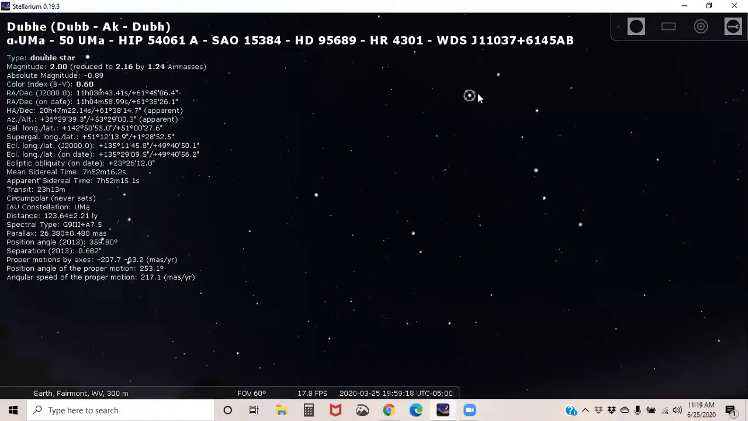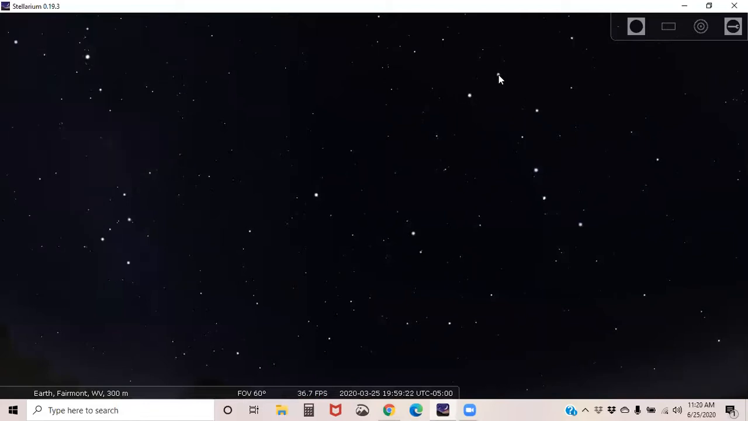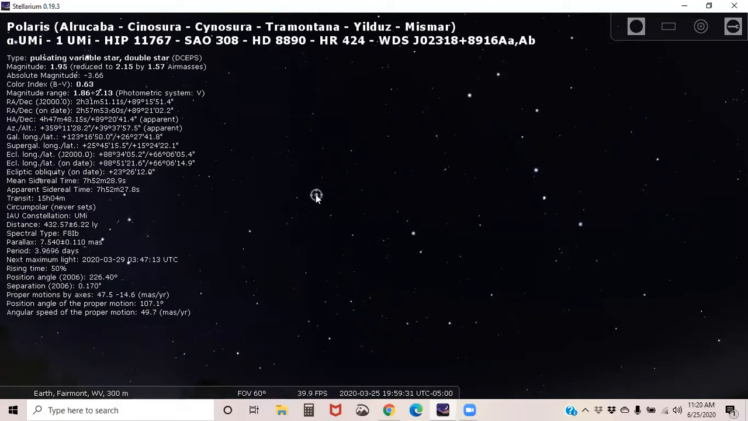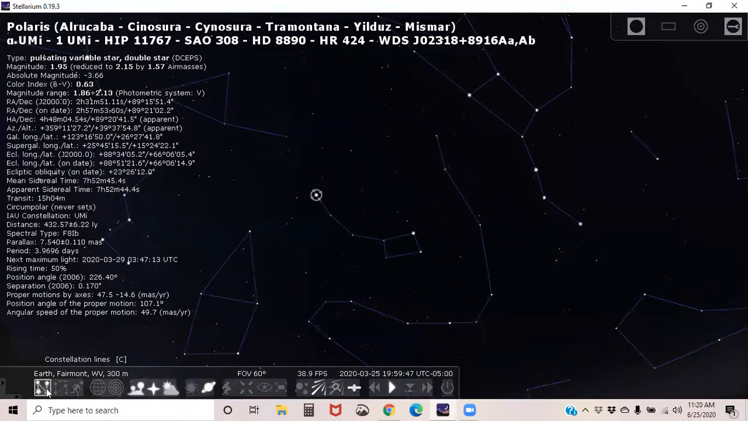And if we draw a straight line from Merak through Dubhe, we end up at this really bright, relatively bright star in the sky named Polaris, our North Pole star. So this is a really good technique for helping you find the North Pole. And Polaris is actually the tip of the Little Dipper.